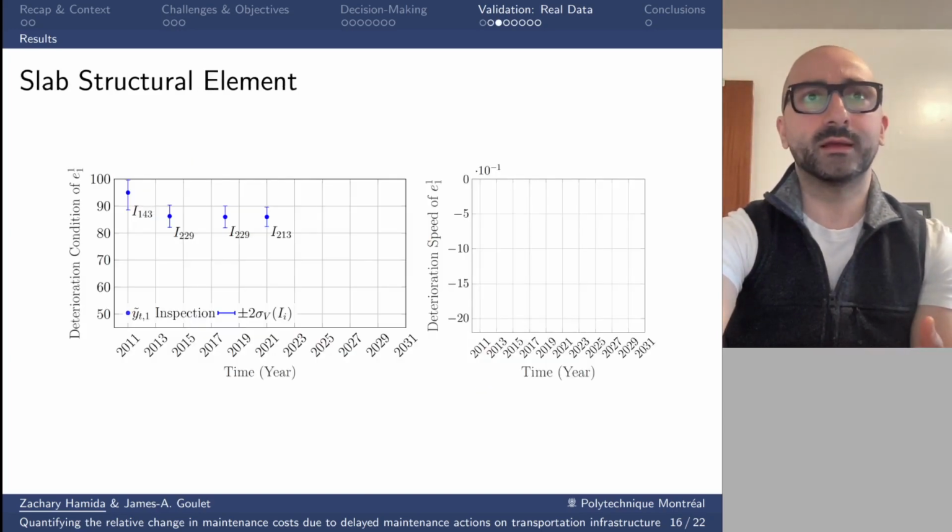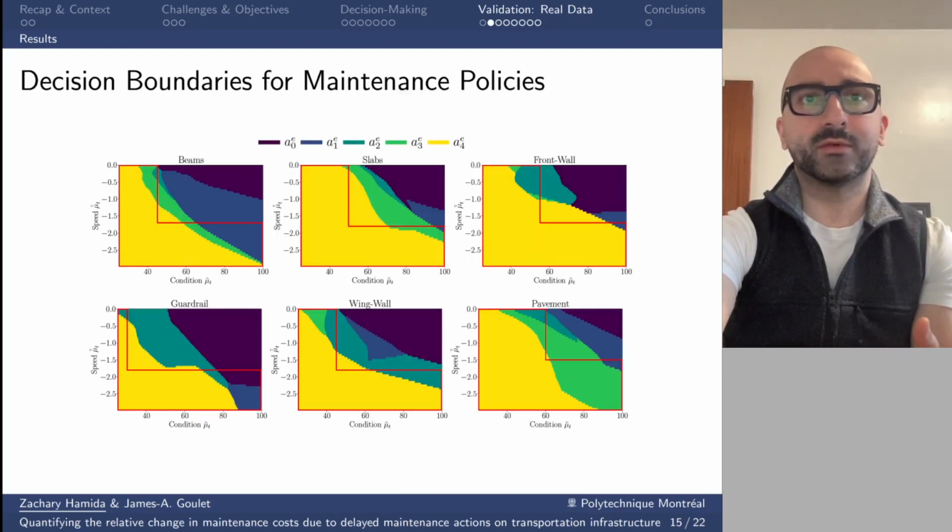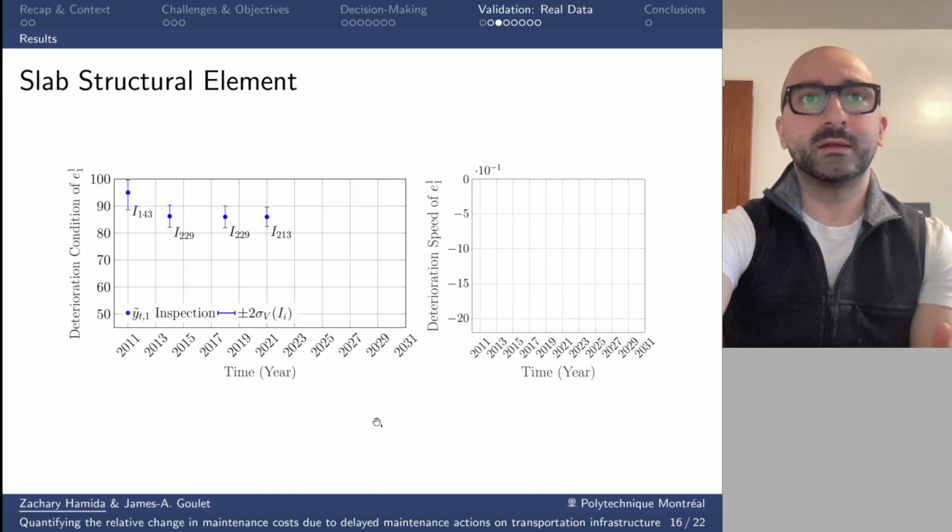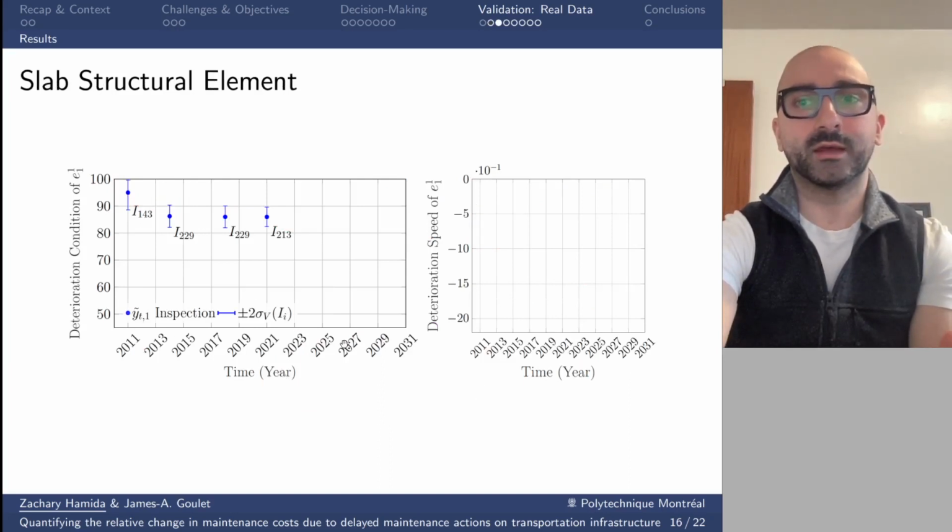Now let's take from that bridge the inspection data for the slab structural components. On the x-axis we have the time, and on the y-axis we have the condition.